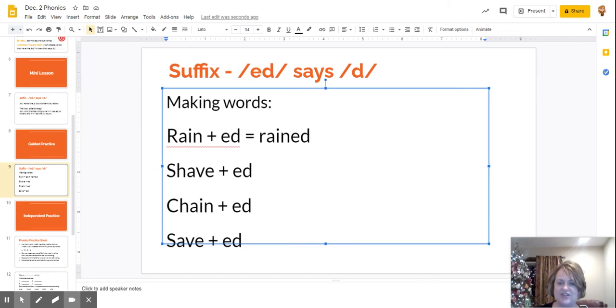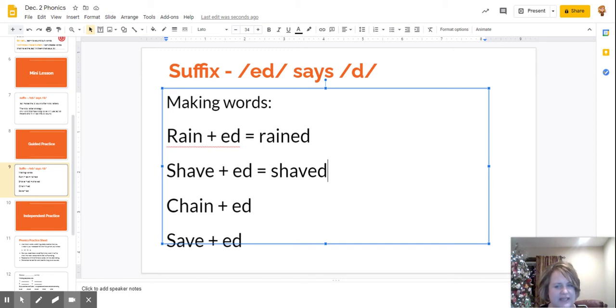Now, let's look at shave. So, we have shave, we have bossy E that makes the A say her name, just to review that a little bit. So, she now is a long vowel. So when we write shave plus the ED, we have both of these two E's. Now remember yesterday we talked about that.